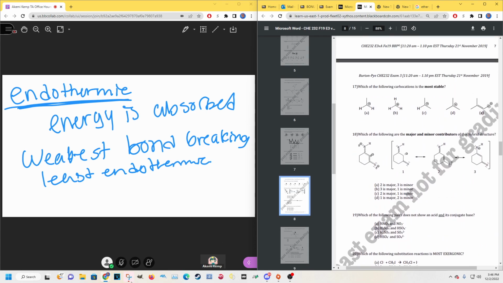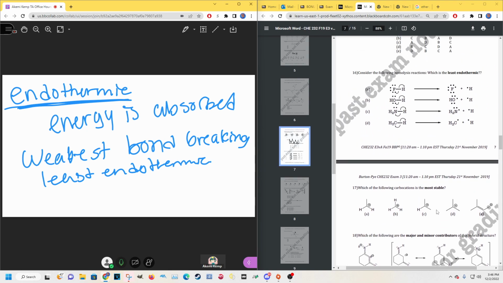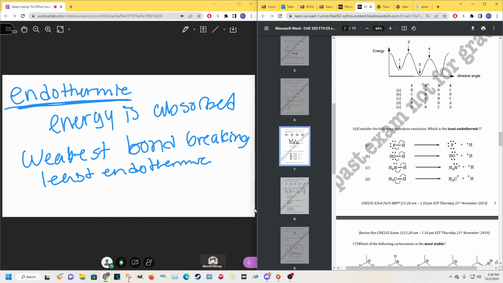Yeah, D is the answer though. This H3, this CH bond breaking, this is the least endothermic reaction. Yeah, that makes sense.